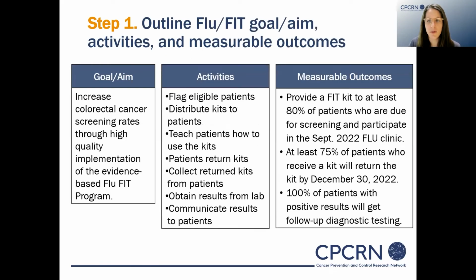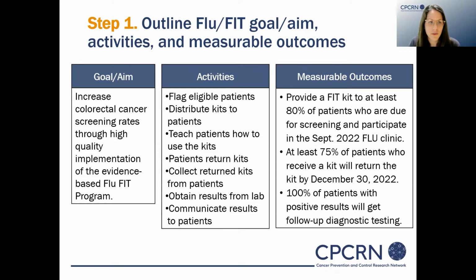So the first step is to list your goal or aim statement, your activities, and your measurable outcomes. These items highlight what you set out to do when you're implementing your intervention, and therefore they're a good place to start when you're thinking about how you're going to evaluate your EBI on its implementation and its effectiveness. As Jennifer mentioned in her training, when we implement EBIs, those are two things that we're thinking about. It's also something we think about when we're evaluating.